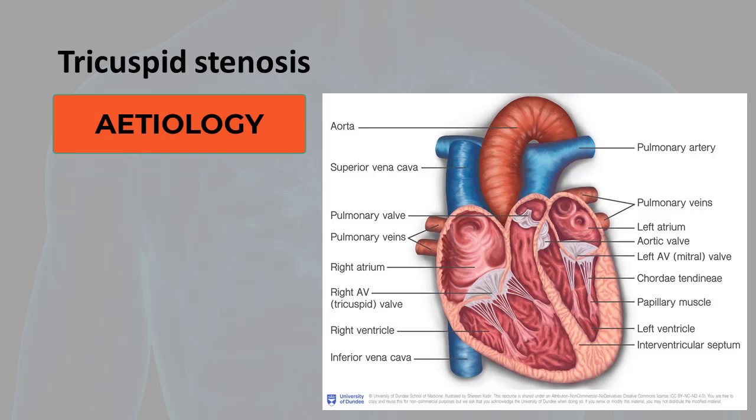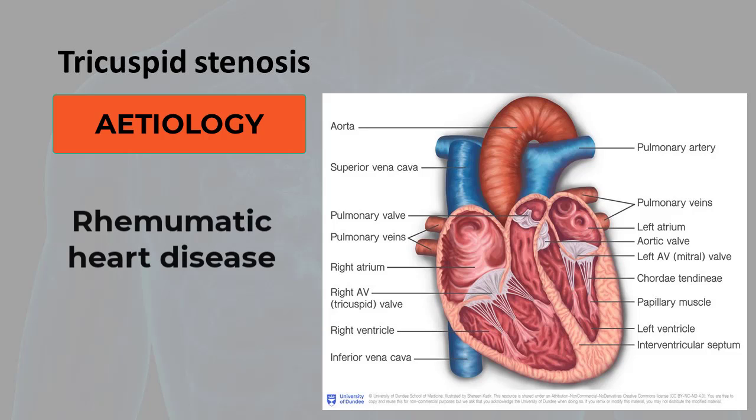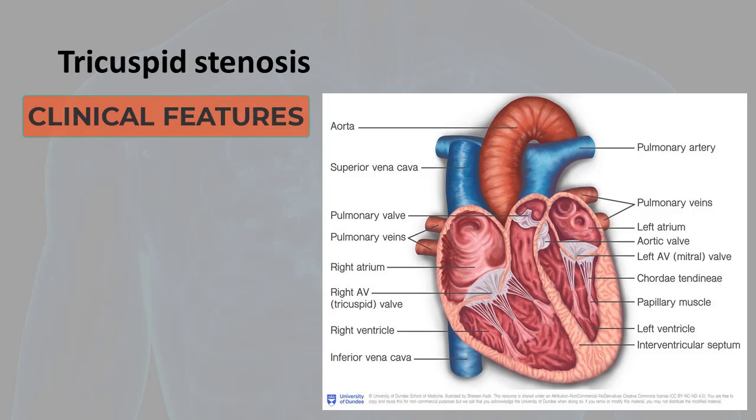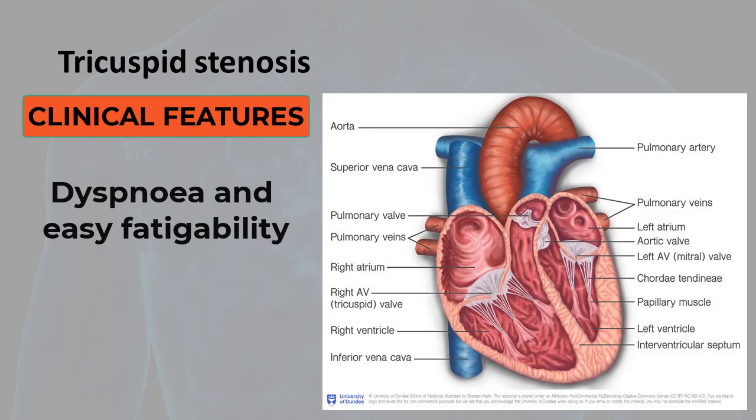Rheumatic heart disease is the most common cause of tricuspid stenosis. Pure tricuspid stenosis is very uncommon, and most cases present with tricuspid regurgitation or a combination of regurgitation and stenosis involving other valves. Coming to clinical features, dyspnea and easy fatigability are common symptoms.